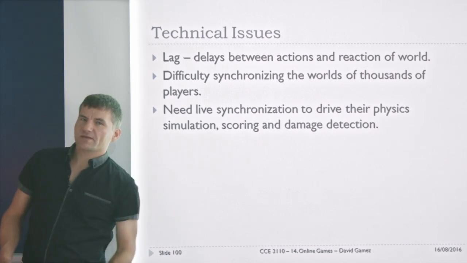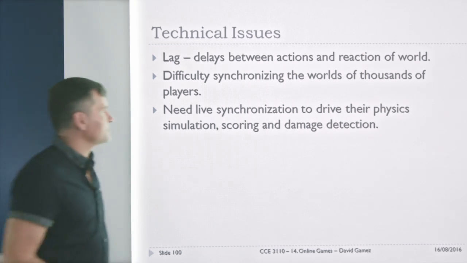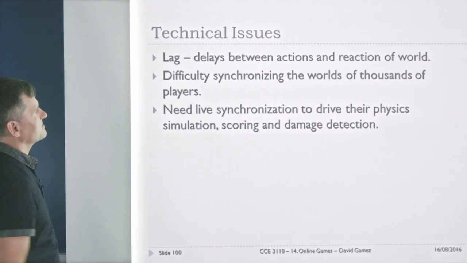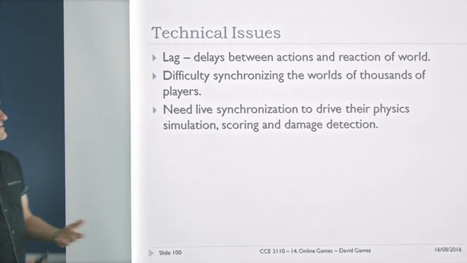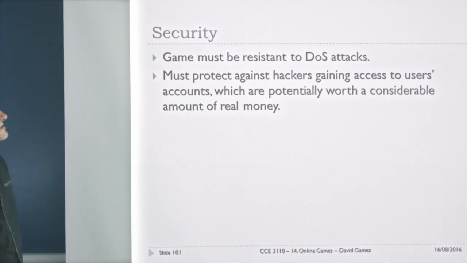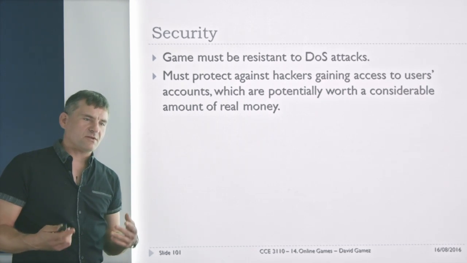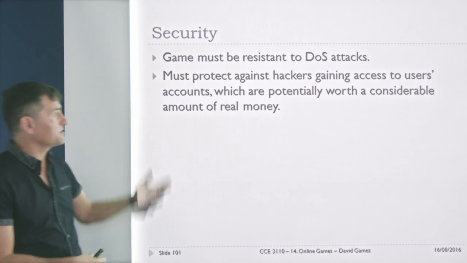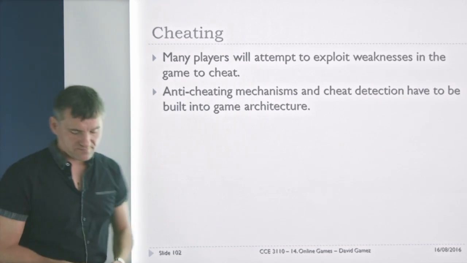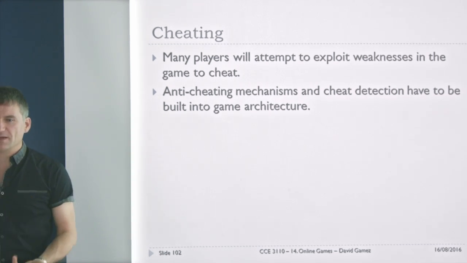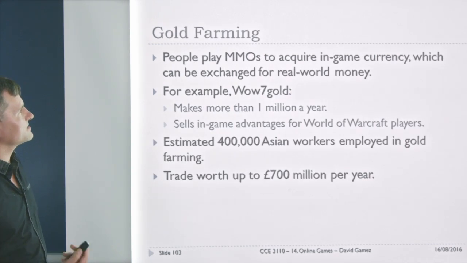Okay, so there's a few little applications of games, of game engines, game technology. Some technical issues: I talked about lag, the delay between the action and reaction in the world, and difficulty synchronizing the world of thousands of players, how to do the live synchronization to drive the physics, simulation, storage, and so on. Some people might choose to attack games for whatever reason, and they might also choose to hack into the databases that hold all the user data, so there's the usual denial of service attacks or hackers gaining access to user accounts. Cheating: lots of players get very attached to their game and want to do really well in it, so you need anti-cheating mechanisms, cheat detection. You need to build this into the game architecture, so it's linked up with security.